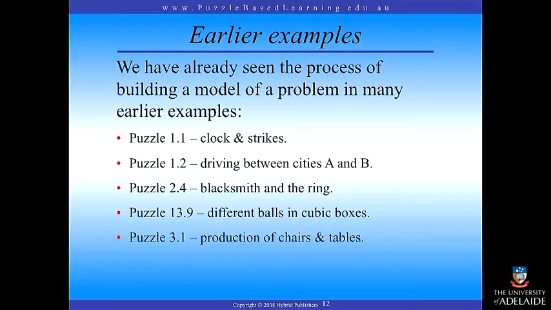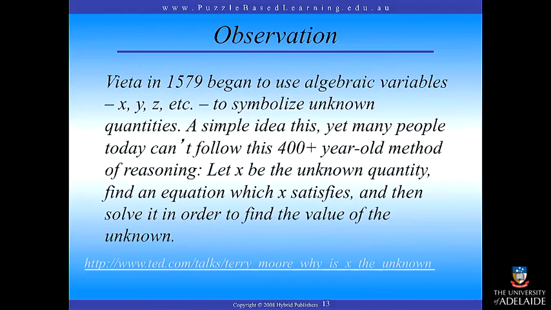So let me go back here. Okay, so we already solved a lot of problems that deal with modeling. The clock and strikes, driving between cities A and B, blacksmith and the ring, the spheres and the cubic boxes, chairs and tables. So before we move on, I wanted to show a video, a TEDx video actually, from a researcher who tries to explain why the letter X is used as a variable. It's quite interesting. It's just a 2-minute video, and you can watch later, but let's just watch it together because I think it's interesting.